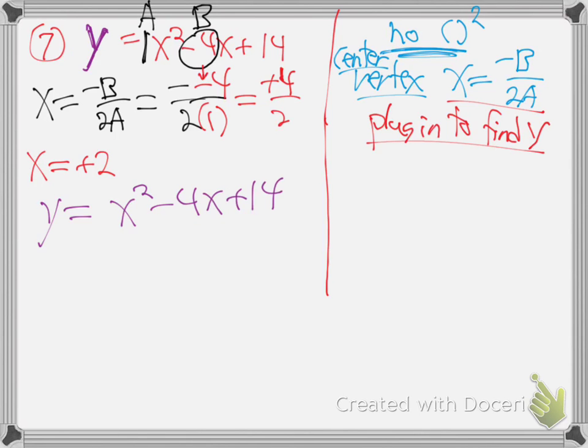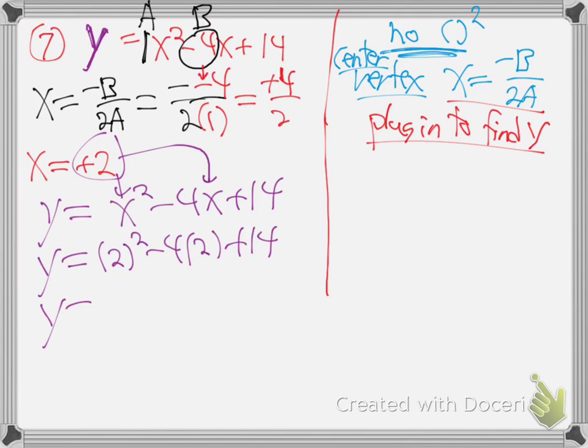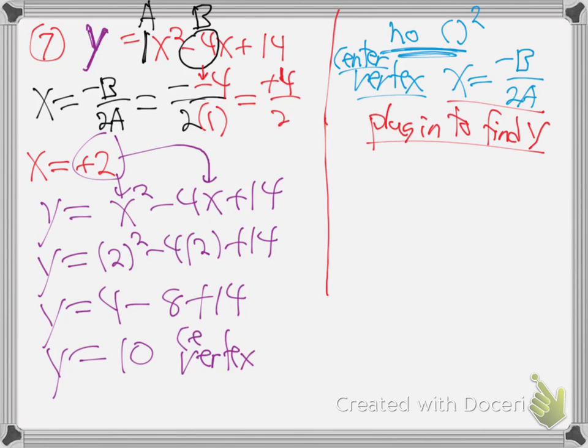4x plus 14. Grab that 2, plug it in. So y is 2 squared minus 4 times 2 plus 14. Y is 4 minus 8 plus 14. What is that, 10? So y is 10. So that means the center vertex is (2, 10), x, y, right? There's the y, there's the x.